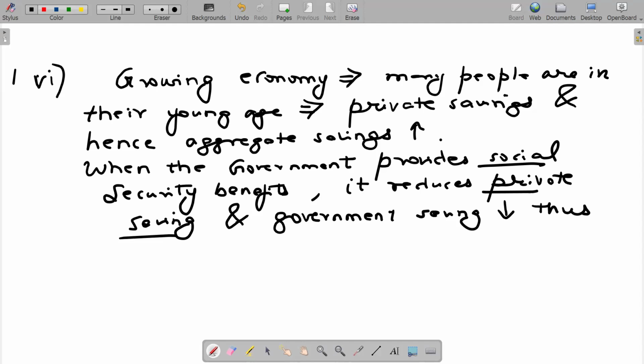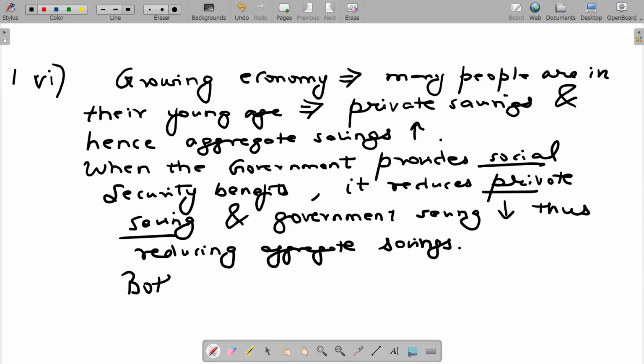Thus, reducing the aggregate savings. So I can write both the options B and D are correct.